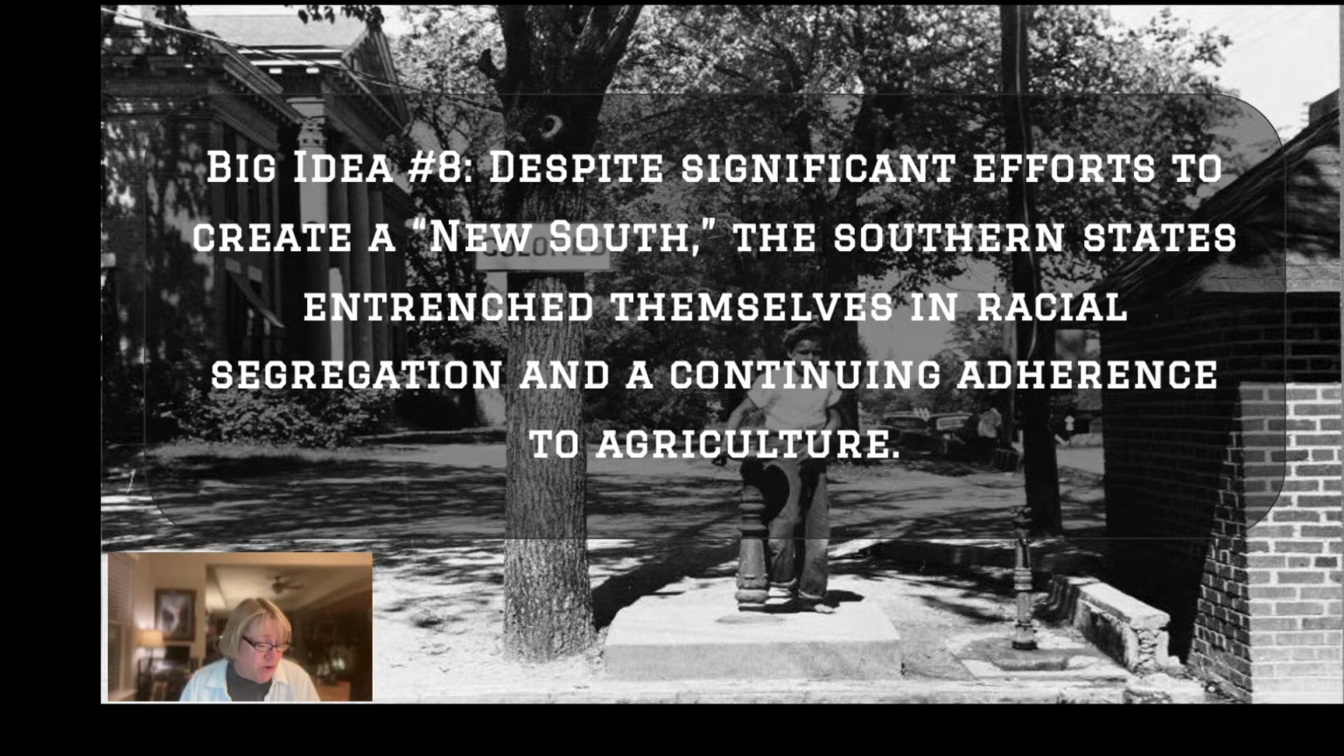During the Reconstruction era, we had the Black Codes. During the Gilded Age, we had the Jim Crow laws. And Jim Crow essentially codified, or made legal, segregation in the South. And segregation was used as a system of economic and political oppression.